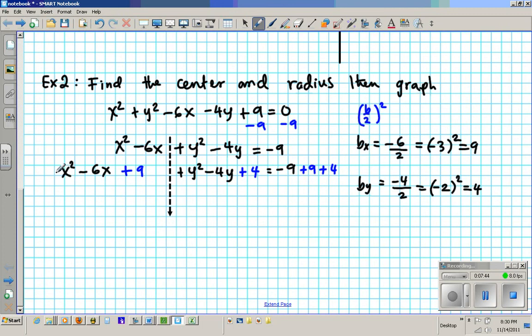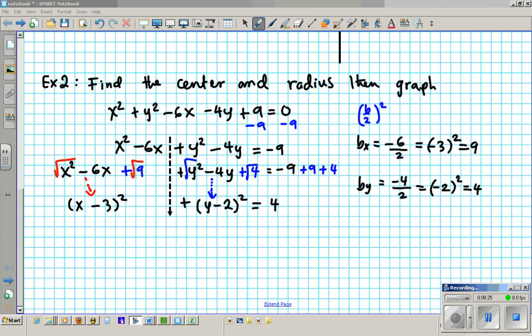So let's go back to this side. So what you do is you root the first and the last, and then you bring down the middle sign. Okay? So that's going to become x minus 3 quantity squared plus. Same story on the right side. You root the first and the last, and then you bring down the middle sign. So you're going to have y minus 2 quantity squared equals, add all of this together, 4. Okay? So that's your equation in standard form.